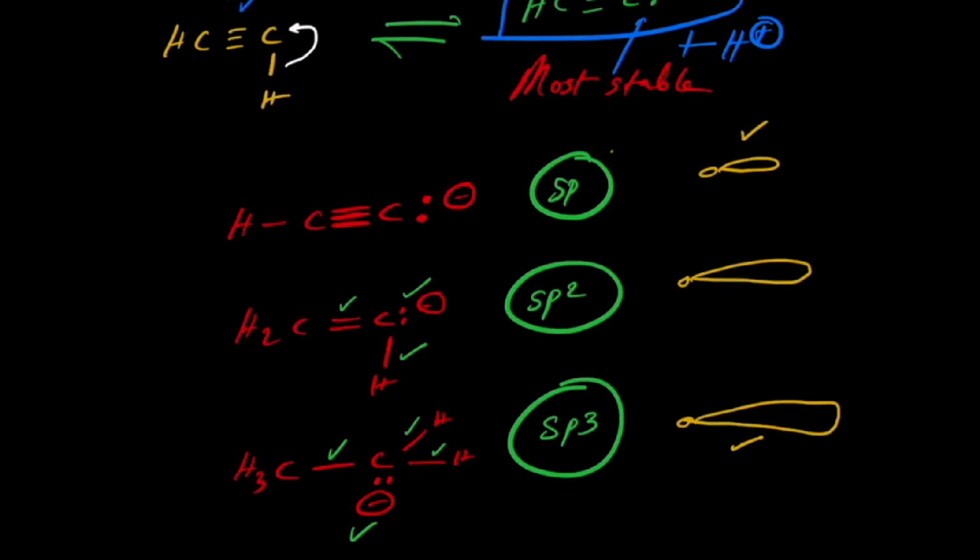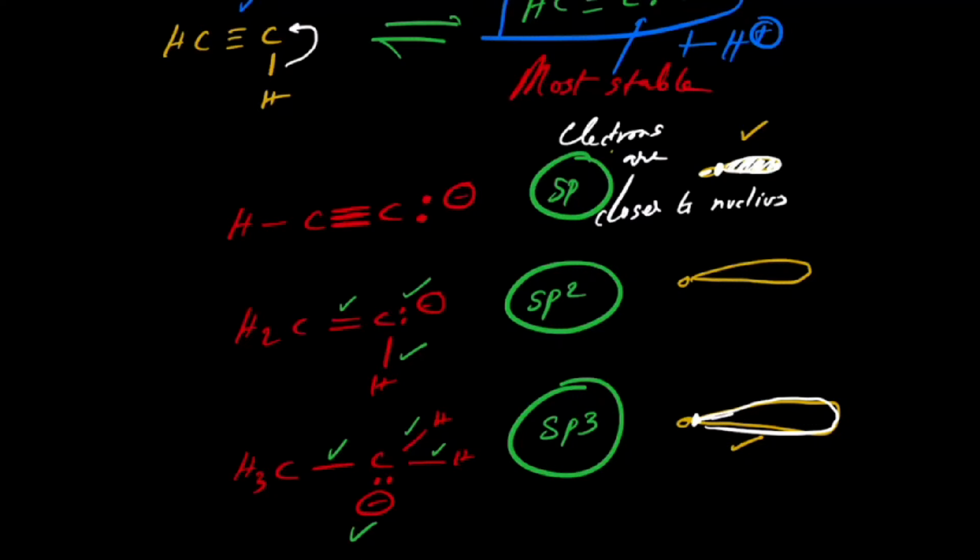The answer is in sp, electrons are closer to nucleus. You know why? Because nucleus is here, the electrons are in this region. That's why they are closer to nucleus. And here p character is more, the orbital is long. That's why electrons are farther from nucleus.